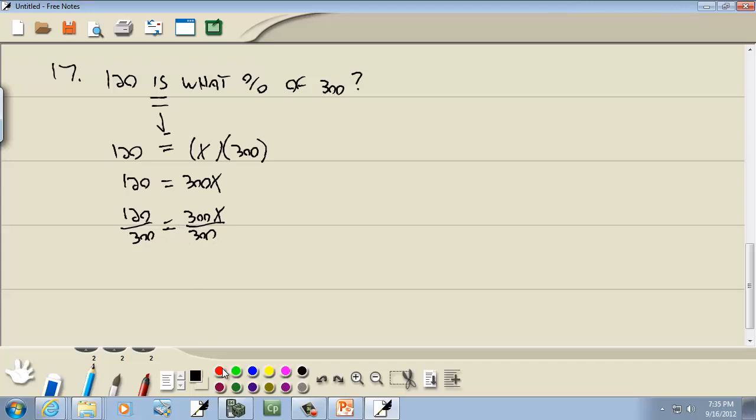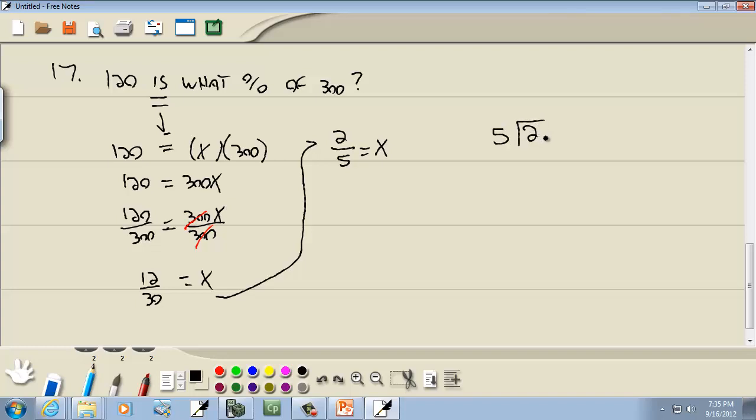Like this. And that 300 cancel that. Got x is equal to this, and they both end with 10, so I can drop the 0 off. So that's 12 over 30. They're both divisible by 6, so that gives me 2/5, like that. And that's as much as I can simplify that. Let's put it in decimal form now.